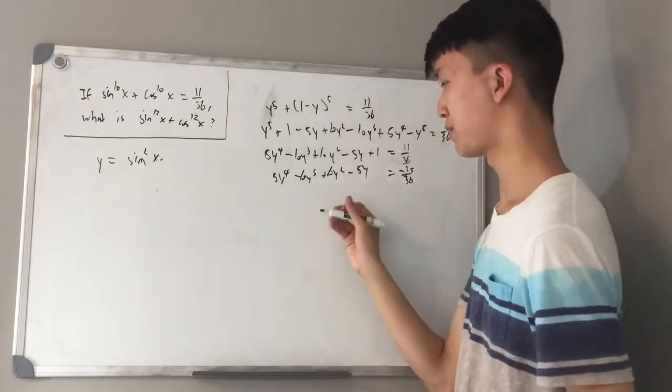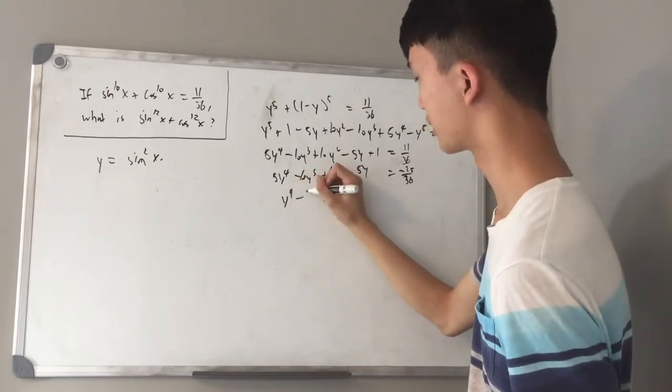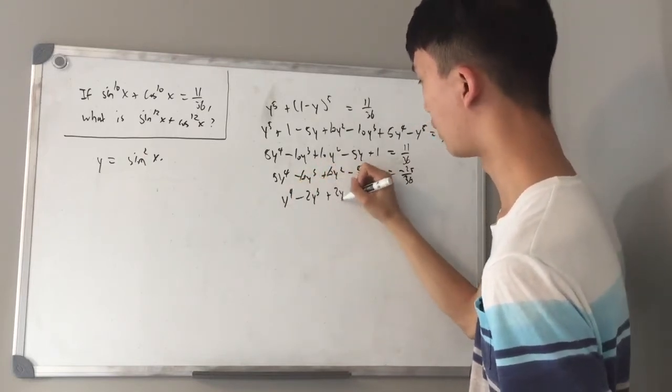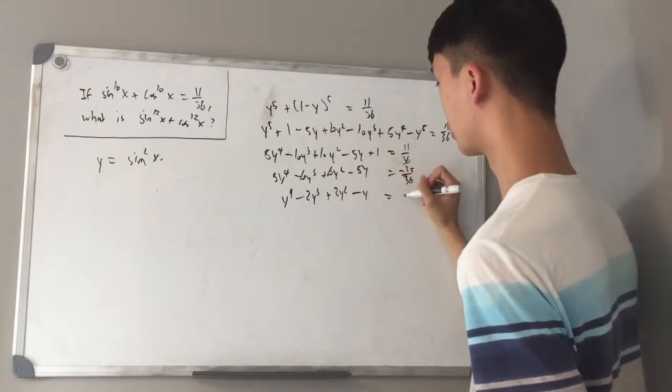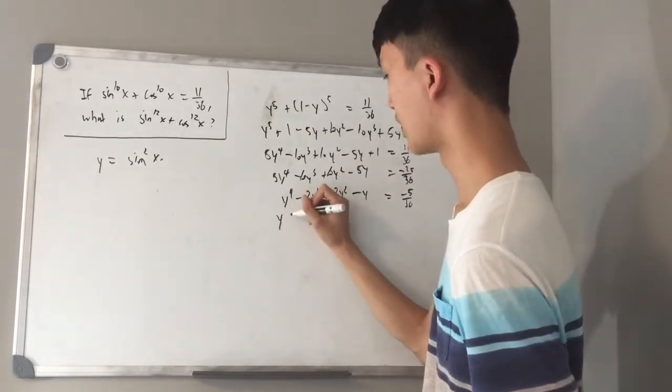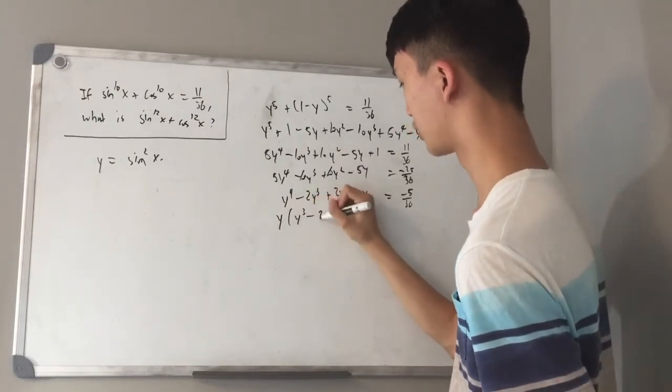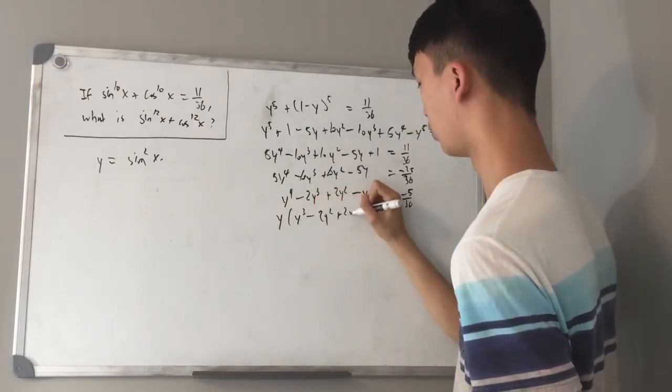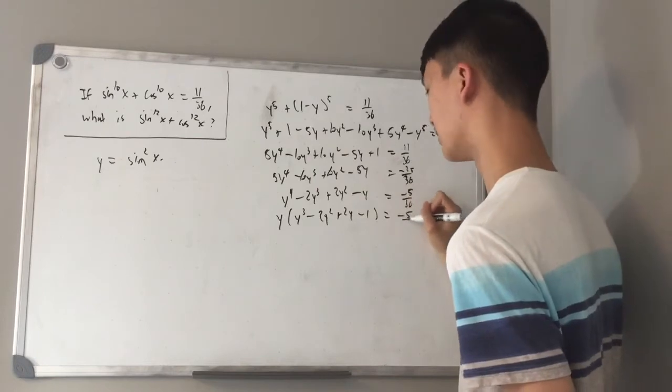So now dividing both sides by 5 gives us y to the 4 minus 2y to the 3 plus 2y squared minus y is equal to negative 5 over 36. So now factoring out a y gives us y times y to the 3 minus 2y squared plus 2y minus 1 is equal to negative 5 over 36.